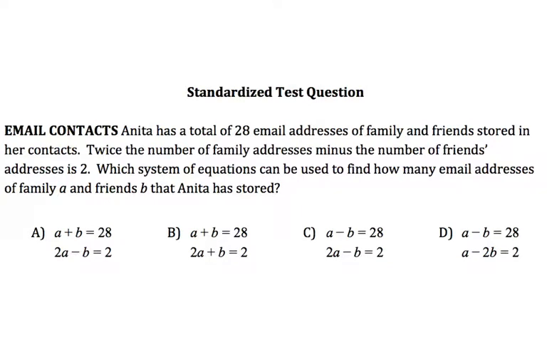Let's read it. So this is one of those standardized test questions. Email contacts. Anita has a total of 28 email addresses of family and friends stored in her contacts. This is pretty unnecessary, so I could just not even think about that. Twice the number of family addresses minus the number of friends addresses is 2. Which system of equations can be used to find how many email addresses of family A and friends B that Anita has stored? Go ahead and try this on your own.